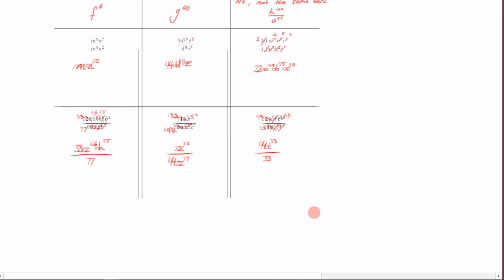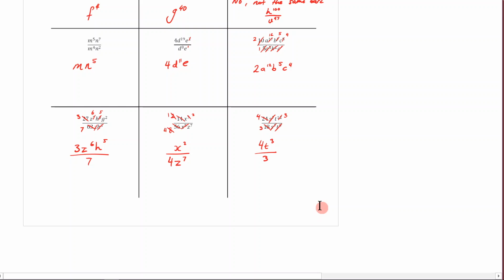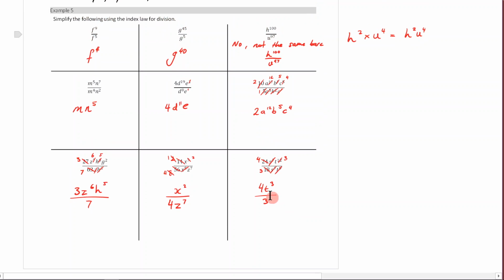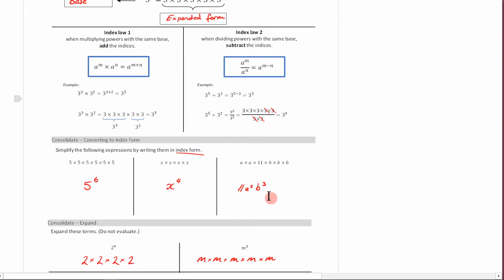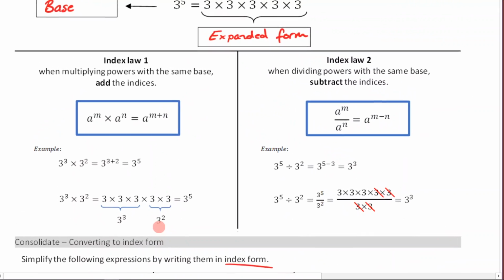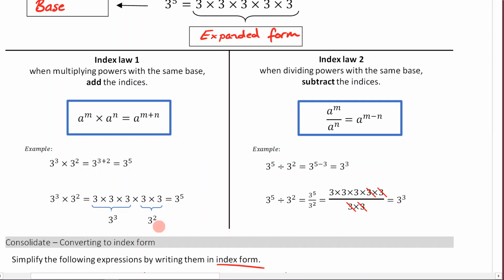All right, so there you go. There is everything you need to know about index law 1 and 2. If we go back to the very start, you've got these examples here. And now having gone through everything, these examples are probably going to make more sense to you. So you can use these as references as you go on later.